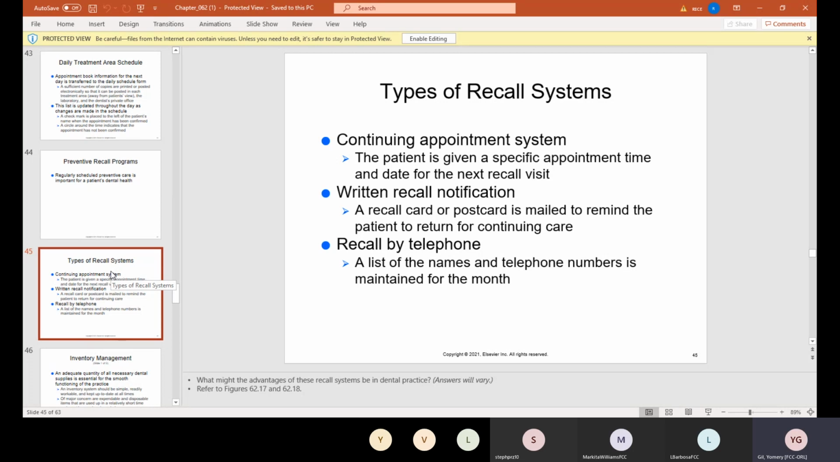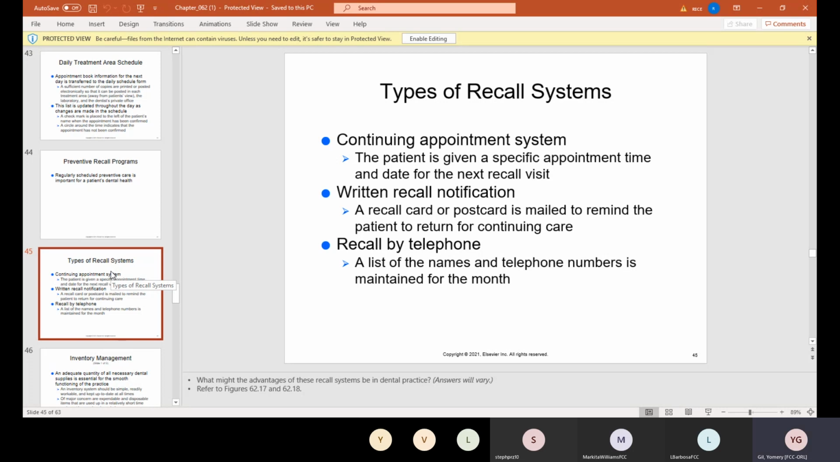But sometimes there are offices whose schedule is not open 6 months in advance. So they'll tell you, call us 2 months before or a month before you're due so we can schedule you. A written recall notification, a recall card or postcard, is mailed to remind the patient to return for continuing care. Sometimes you see these in the mailbox: so-and-so is due for their 6-month cleaning. Please contact the office so we can schedule you.